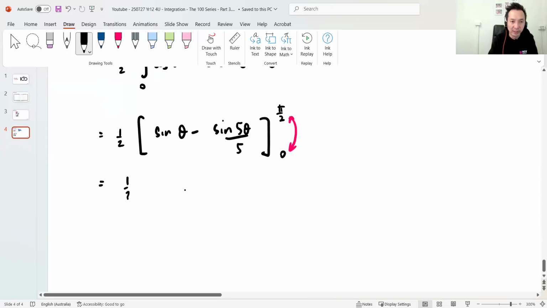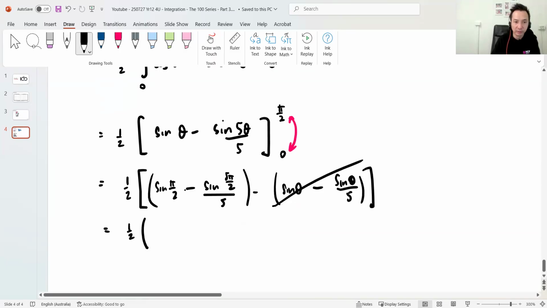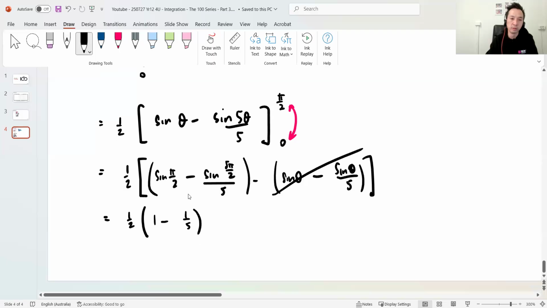Okay, let's sub it all in. So half. So it'll be sine pi on 2 minus sine 5 pi on 2, which actually happens to be sine pi on 2 minus sine 0 minus sine 0, which is 0. So I don't really mind, that bit goes away. Sine pi on 2 is 1, so that becomes 1 minus 1 on 5. And so the answer was 4 on 5 divided by half, so 8 on 5. Tick.